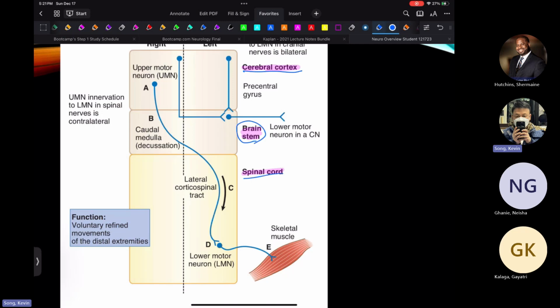So, when they say caudal medulla, in reality the pathway goes smoothly like this. That's the reality. Anatomically this is true, but for exam purposes, listen very carefully. For exam purposes, always think about caudal medulla. What I'm saying is caudal medulla means the bottom of the medulla.